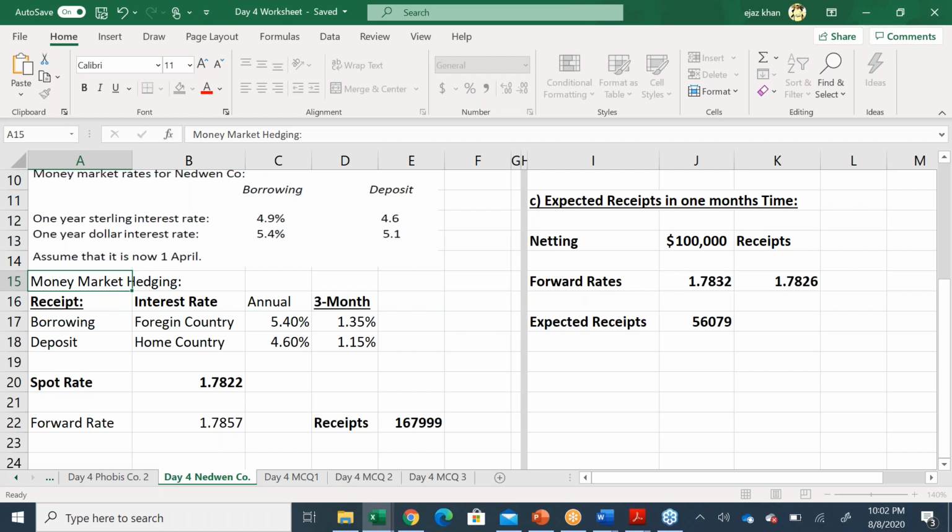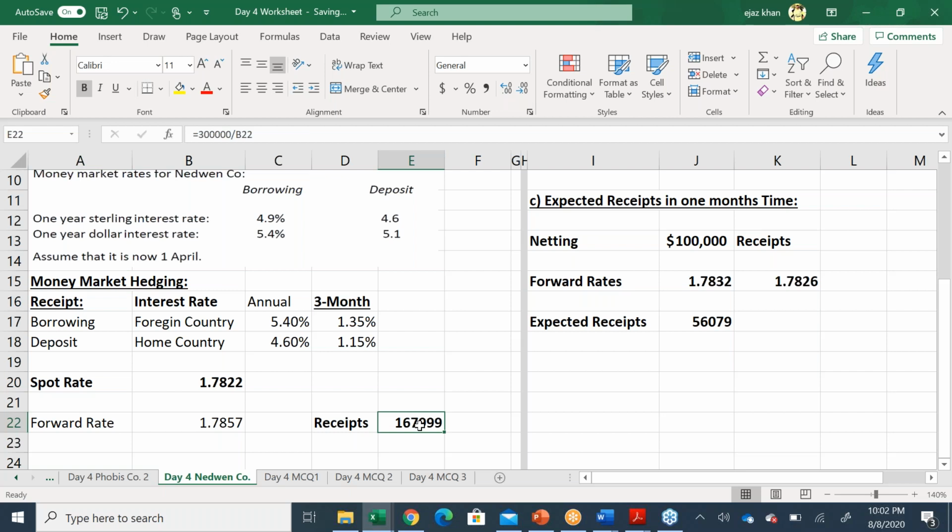If you use the other method that we did a while ago, the flow chart in which the company was first borrowing, then converting, then depositing, and then we calculated the future value, you will end up with the same answer.